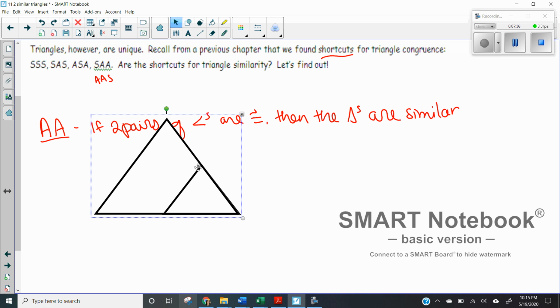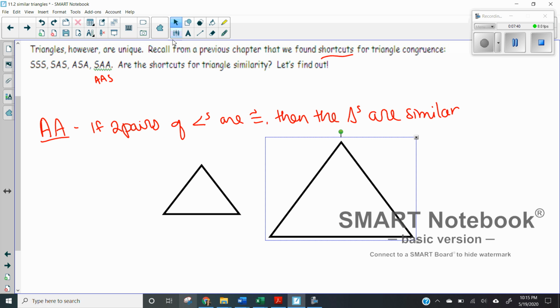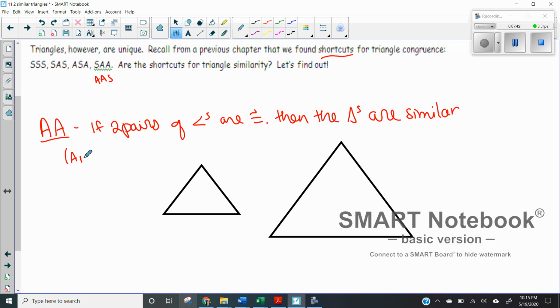Now, let's take this one step further. Of course, if the 2 angles are congruent, the 3rd pair also has to be congruent. So yes, angle, angle, angle is also a shortcut. And anything else that has 2 angles in it. So angle, side, angle, side, angle, angle. Those are all similarity shortcuts.